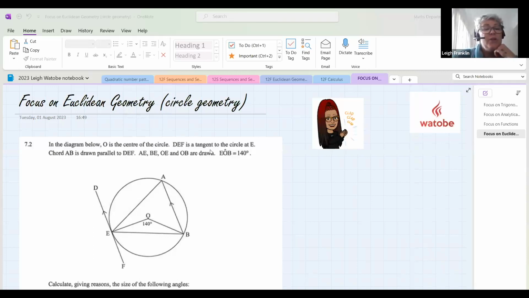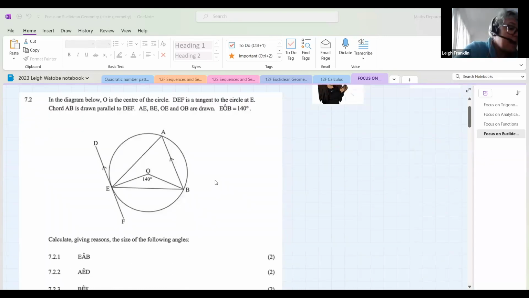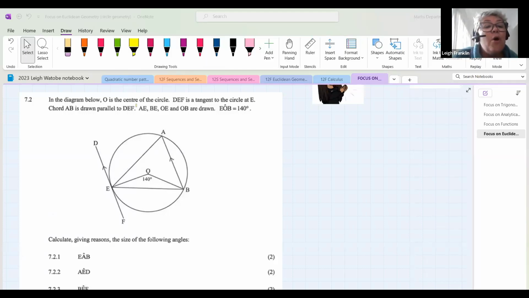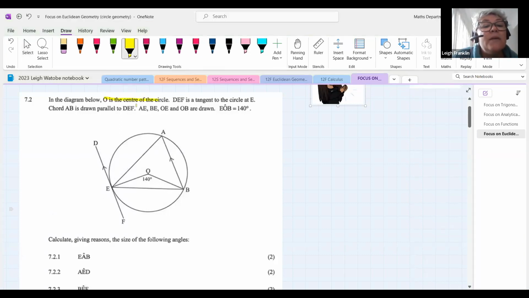Oh, awesome. Okay, so in the diagram below, O is the center of the circle. So that's important for us. Let's highlight that. O is the center of the circle, and that's important to us because we know that there is a theorem that deals with the center of the circle. Angle at center is twice angle at circumference. So that's a direct one, but there could be others. We've got two lines, OE and OB. Those would be radii. So that could be important to us as well.